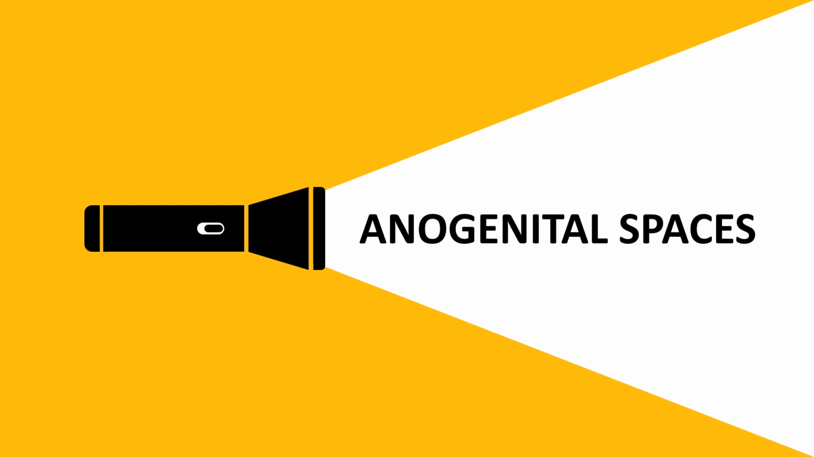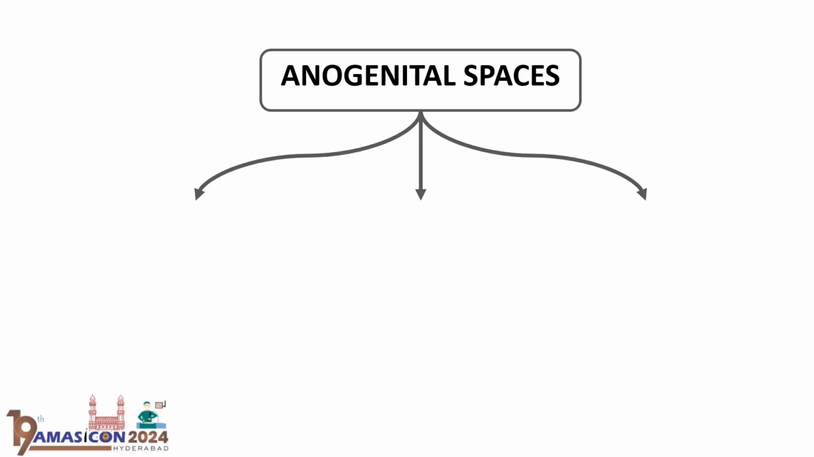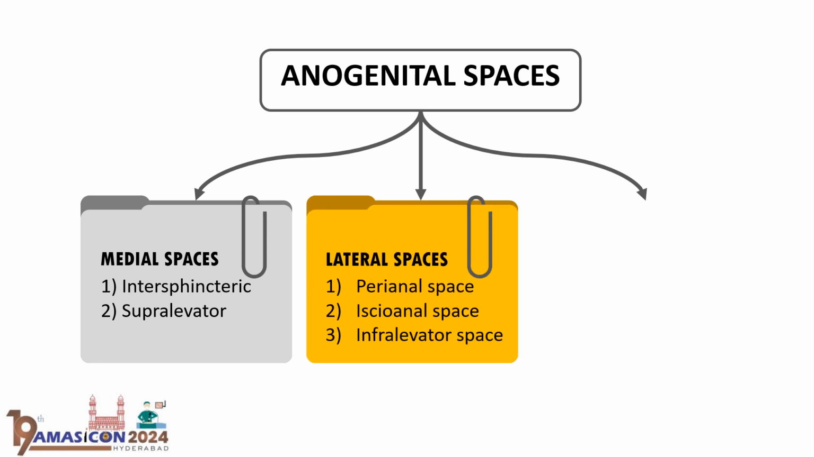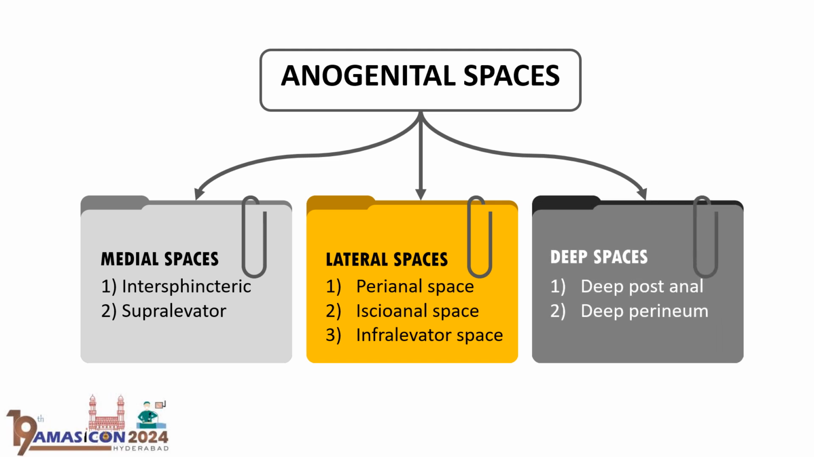Anogenital spaces. These are the medial spaces, intersphincteric and supralevator space. These have to be drained inside the anal canal at the level of the intersphincteric groove. Lateral spaces are perianal, ischio-anal and infralevator. These have to be drained from a skin incision at the area of maximum fluctuation or the tip or highest area. Deep spaces are the two deep spaces: deep postanal and deep perineum spaces. We never leave these places undrained, otherwise the infection recurs as an abscess or fistula.